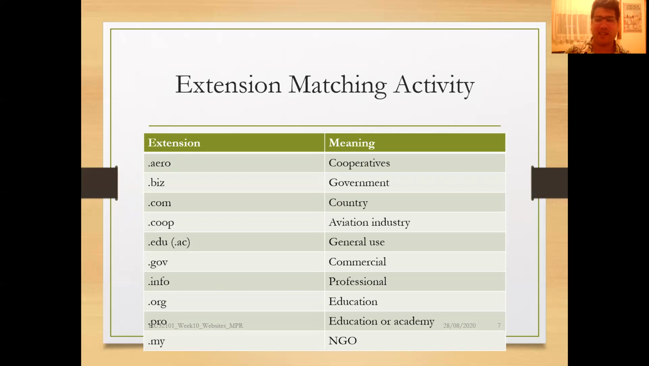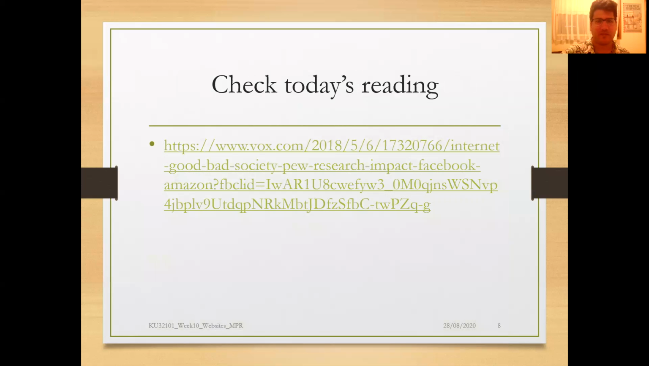Here is an activity. I want you to match the extensions listed there to the meanings. We'll do it together in the practicum session, or I'll ask you for the answers. So you need to do this so that you know the answers for the practicum session.